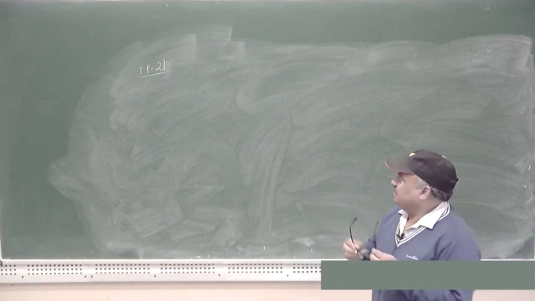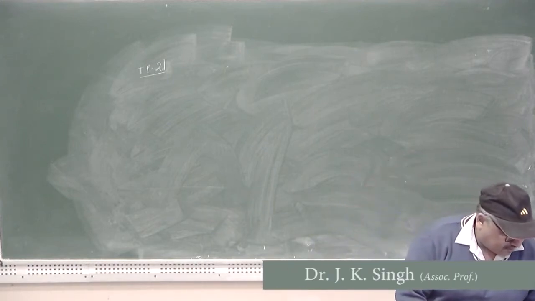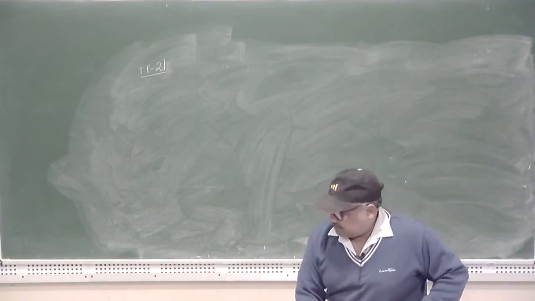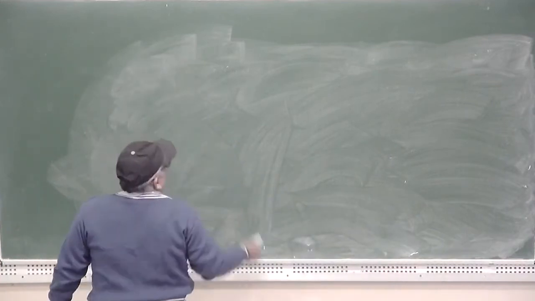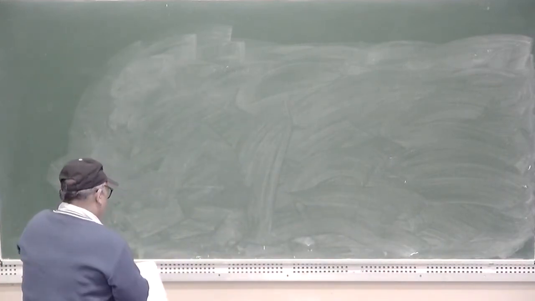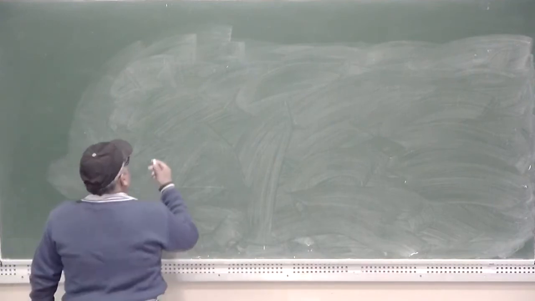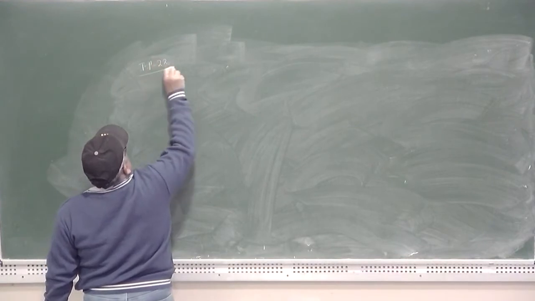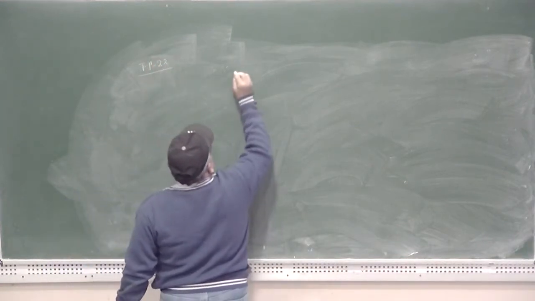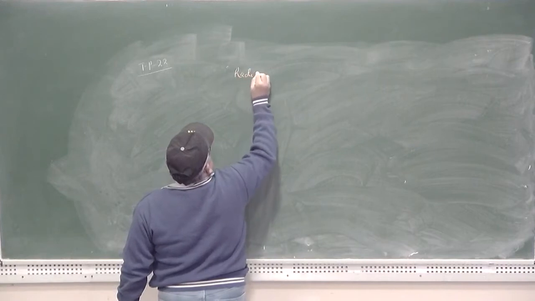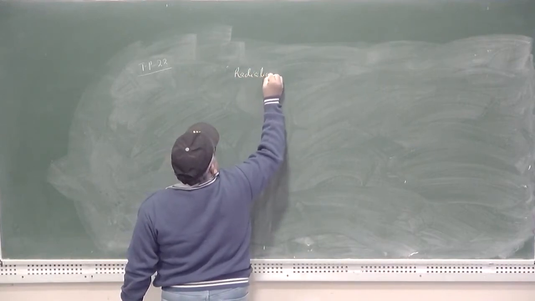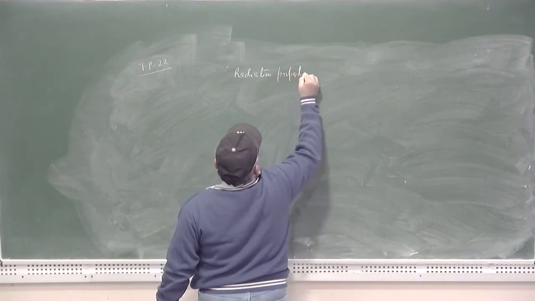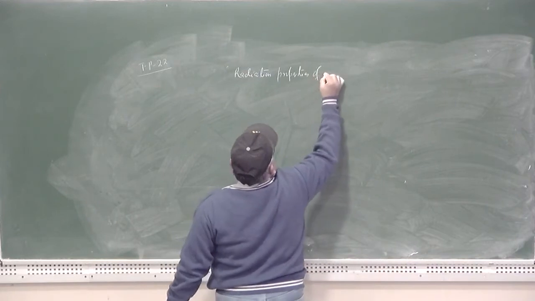On TP 22, on the radiation properties of surfaces. So, TP 22, this is your third class on the radiation heat transfer. Radiation properties of surfaces.